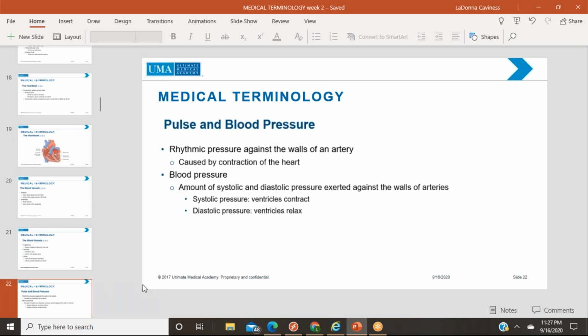Pulse and blood pressure. Pulse is rhythmic pressure against the walls of an artery caused by contraction of the heart. Blood pressure is the amount of systolic and diastolic pressure exerted against the walls of the arteries. In systolic pressure, the ventricles contract, whereas in diastolic pressure, the ventricles relax.